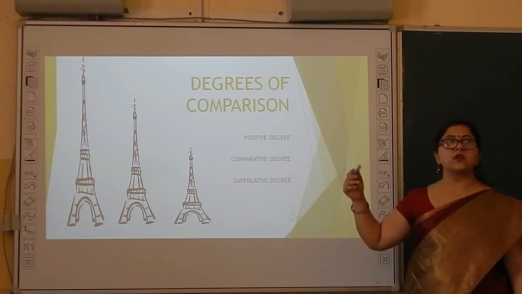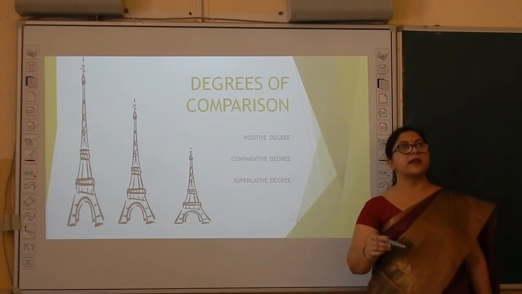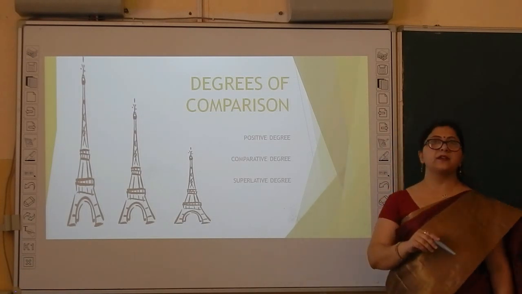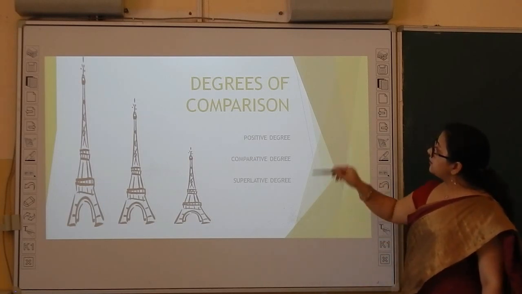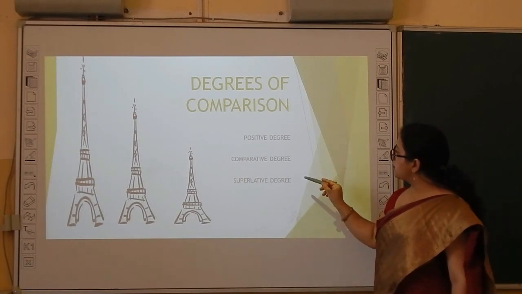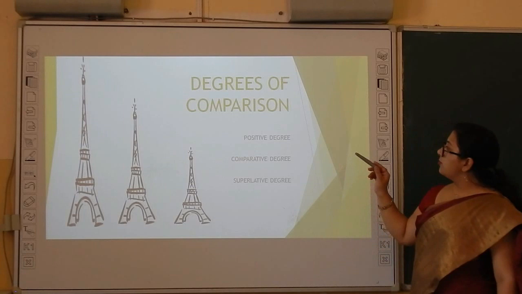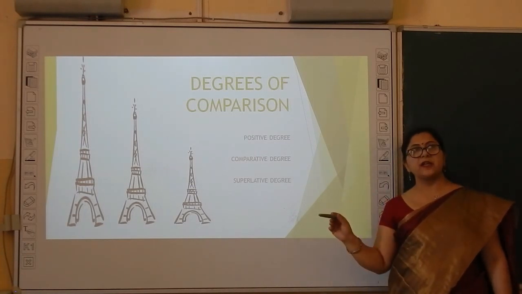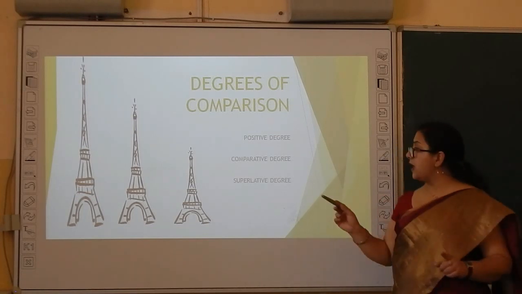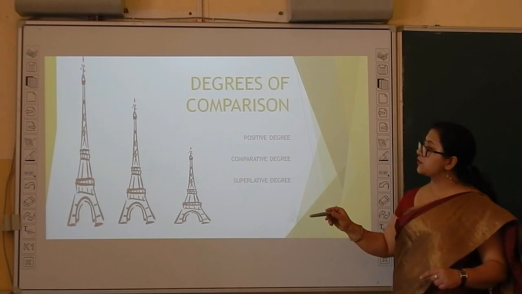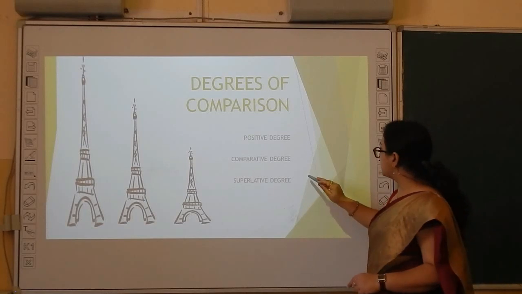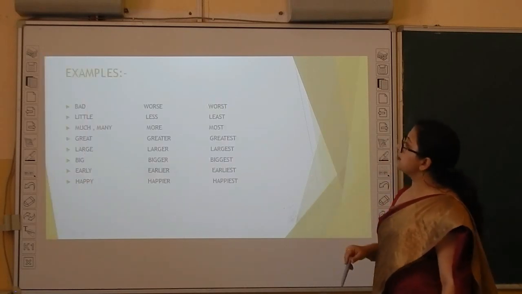Degrees of comparison is also a very important segment of the English language, and it is a part of adjective. There are 3 degrees of comparison: positive degree, comparative degree, superlative degree. Positive degree is the base form of the adjective. Comparative degree shows the comparison between 2 adjectives, and superlative degree refers to the supremacy of that adjective. To understand more about it, here is a list of these degrees.